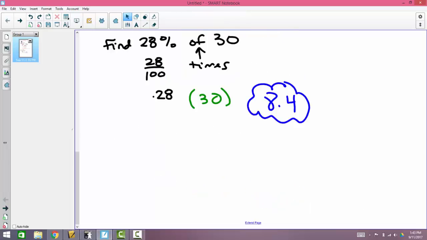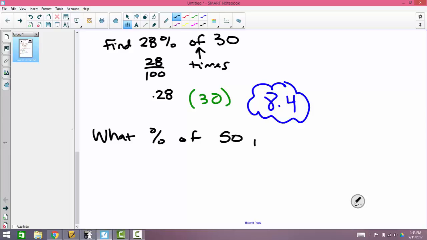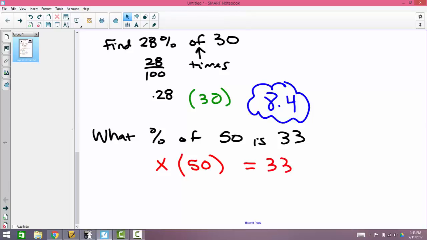All right, I'll give you another one. What percent of 50 is 33? So if you were to just take this sentence and put it into an equation, what percent is your unknown? So we will call that x. Of means times, 50 is, means equals, 33. So just looking at this equation, you can actually solve for x. Divide both sides by 50. So 33 divided by 50.